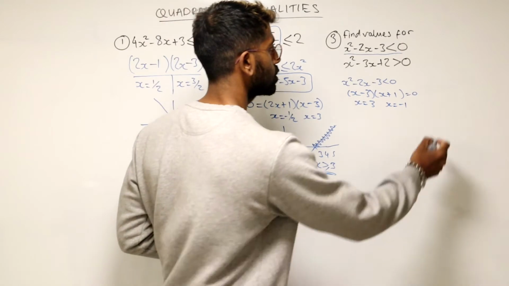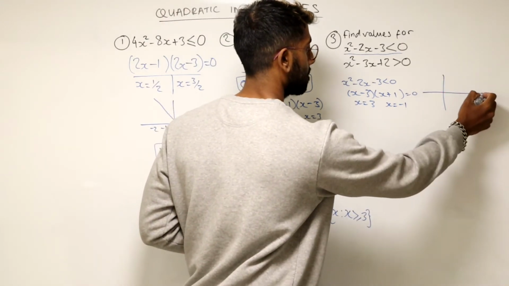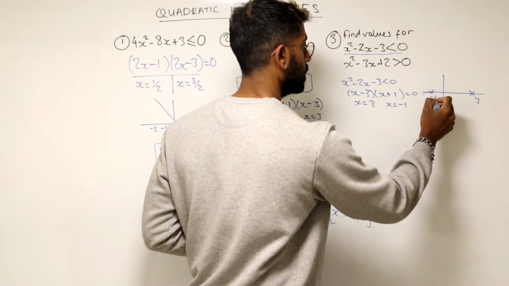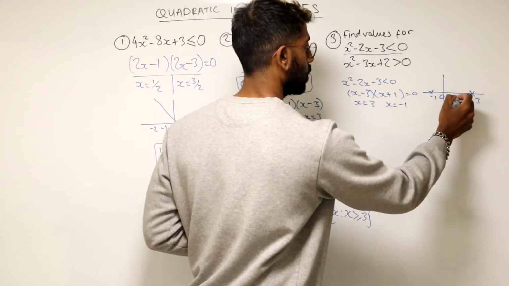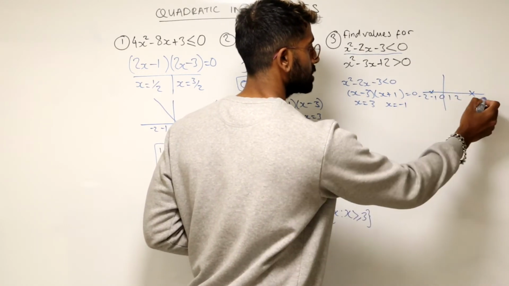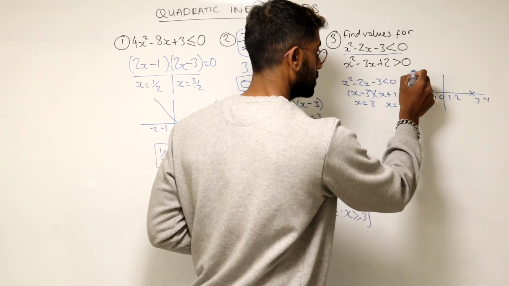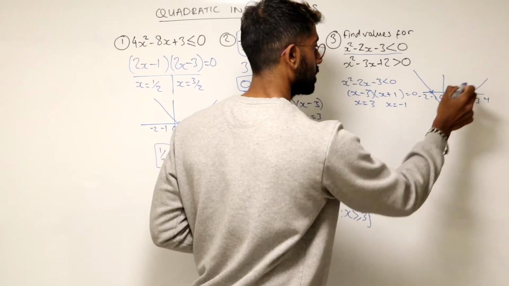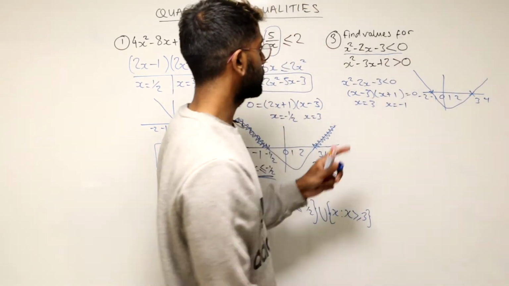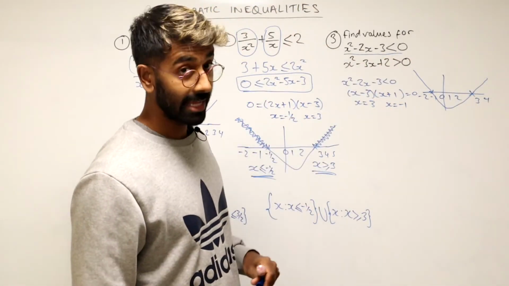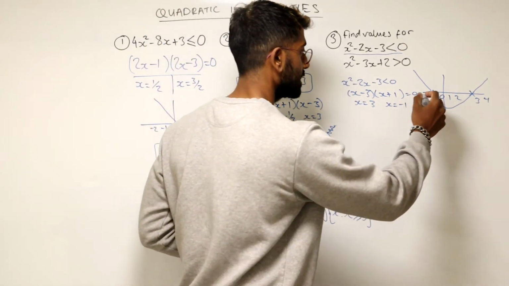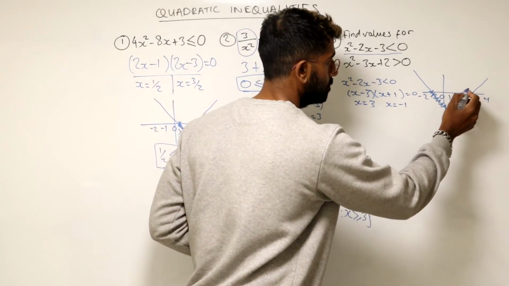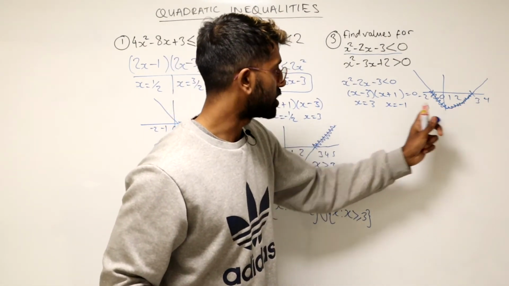We can make a sketch. So let's make a sketch over here. So we've got 3 and then minus 1. We've got 0 in the middle, 1, 2. On this side minus 2 and on that side 4. So we'll make a sketch there. There we are. And what we need to do is find where this graph is less than 0. So underneath the x-axis. So we're talking about this region in here.